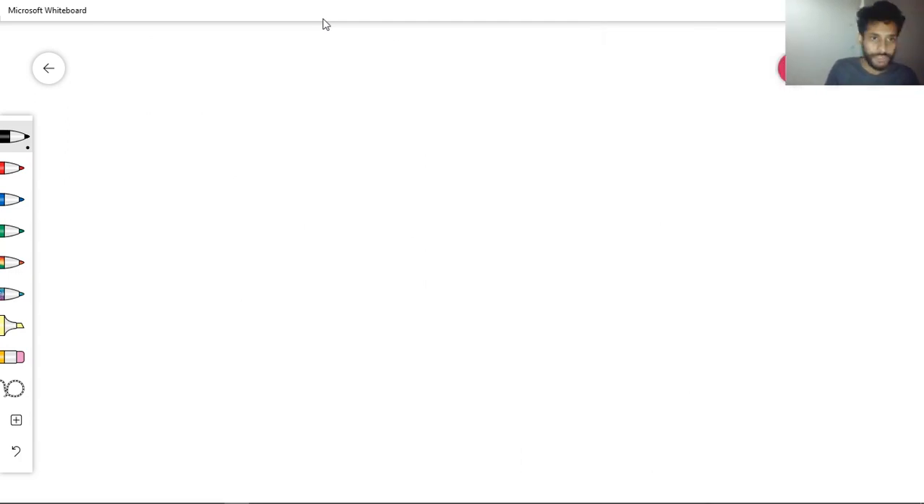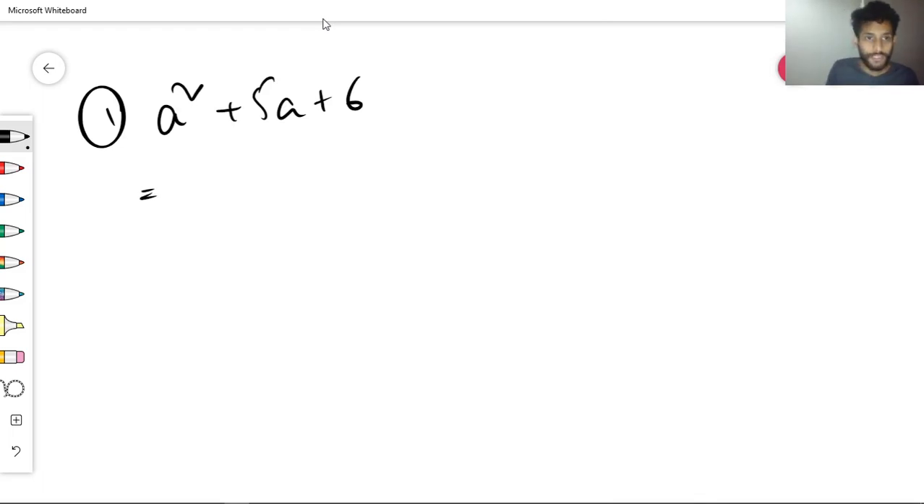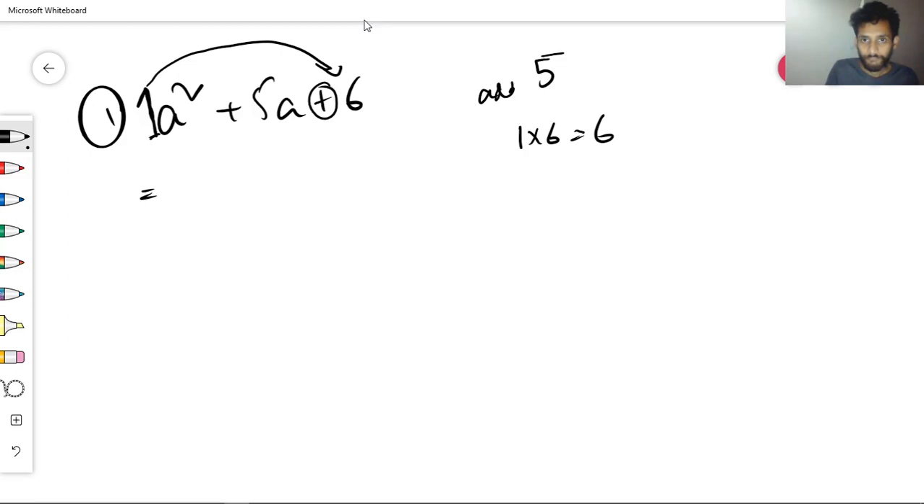So now here, the first one is a square plus 5a plus 6. First of all, you see here, this is a square and this is 6. What is the coefficient here? This is 1. So we will multiply 1 into 6. So 1 into 6 is equal to 6, and the other number is 5. Now we will see here plus, so we have to add. These things are important.